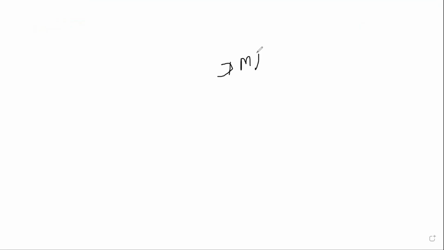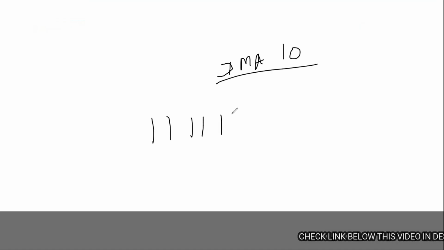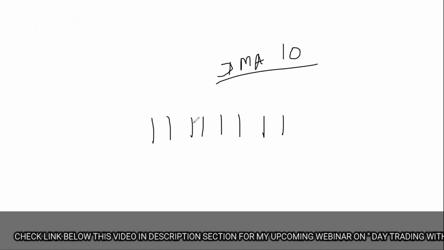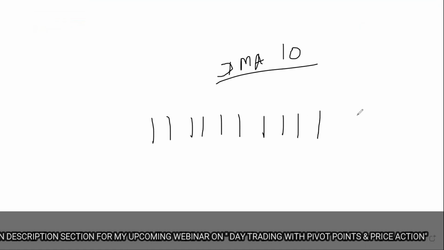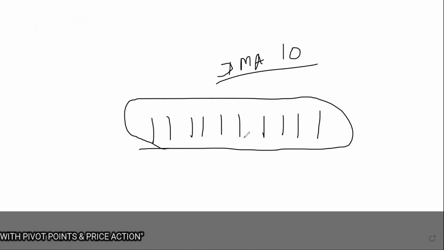Before that, let me just give you a brief overview about the moving average. Now, what is moving average? Moving average is nothing but the average closing price of the last 10 days, in case you are using a daily moving average. The average of the last 10 closing prices is known as the moving average. For example, 1, 2, 3, 4, 5, 6, 7, 8, 9, 10. So the last 10 days' closing prices, and when you average them, whatever you see, that is the moving average.